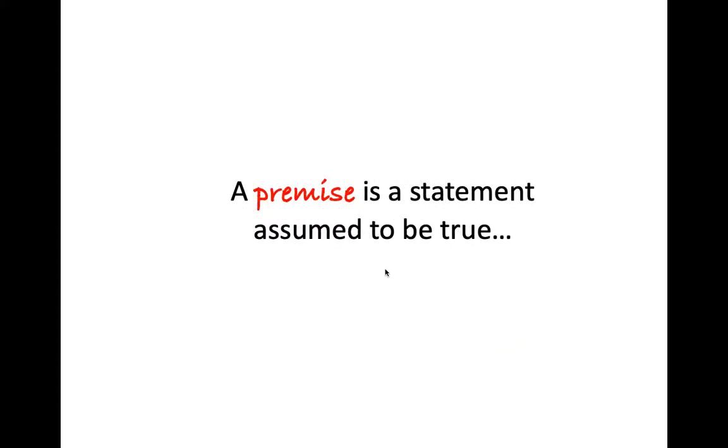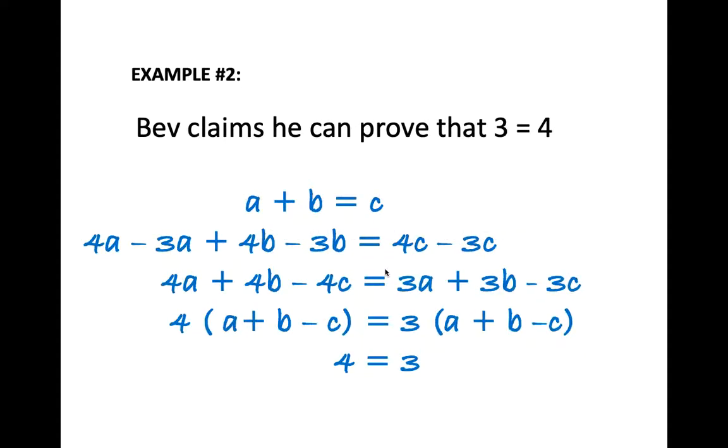Now, before we do the next one, I just want to make sure that you've seen the word premise before. A premise is a statement that's assumed to be true, kind of like that generalization that we started with when we were talking about proof writing in the last lesson. So it's kind of like this one.